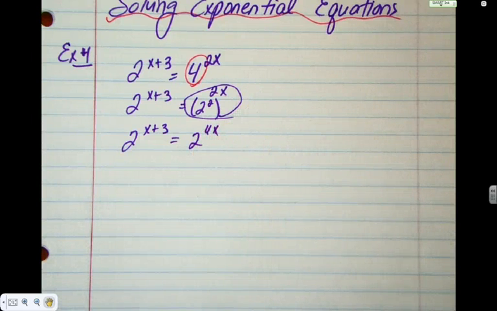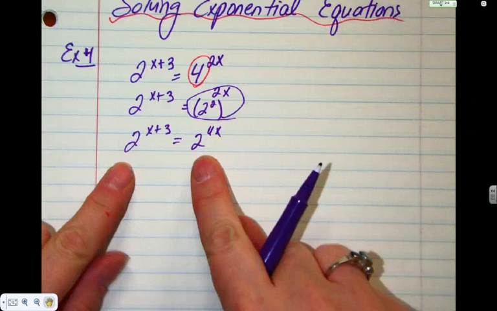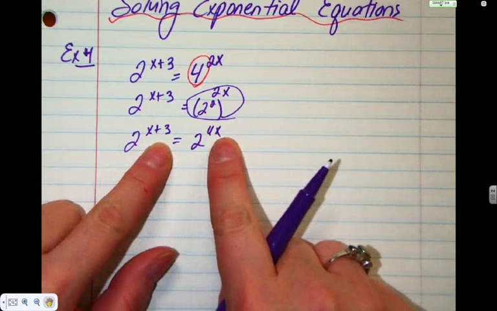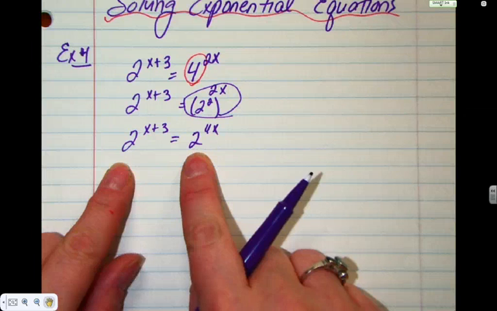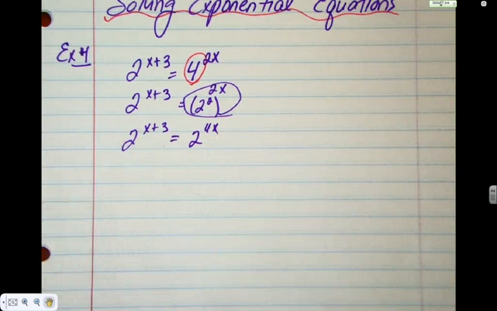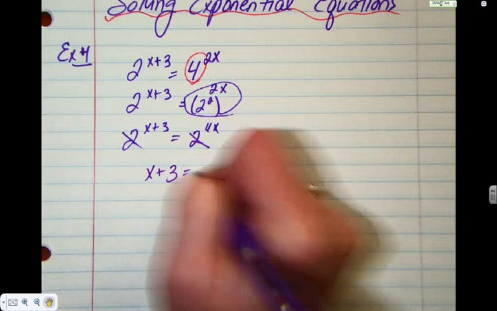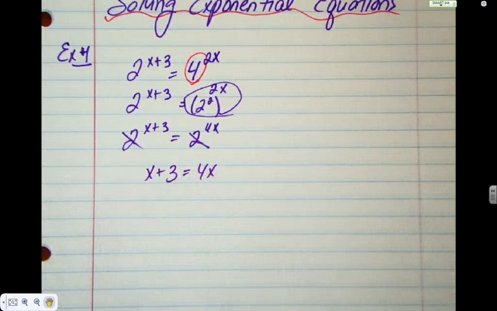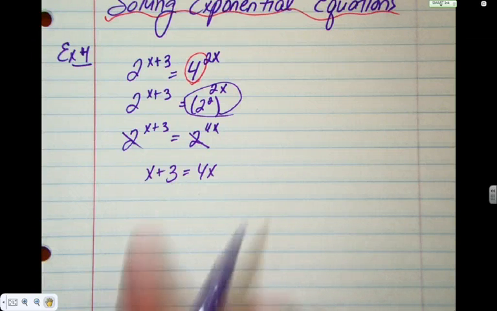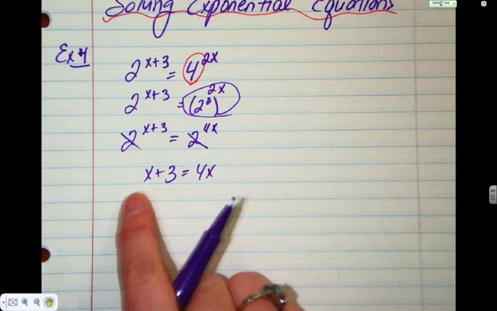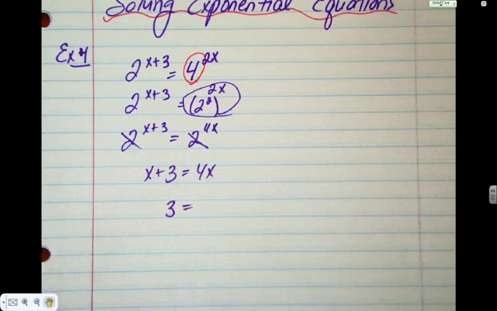Okay. Then there's a rule in math that says if you have two bases that are equal, the exponents have to be equal. So for example, 2 to the third has to equal 2 to the third. I can never say that 2 to the third equals 2 to the 5 or 2 to the 7. So if the bases are the same, I know the exponents are the same. So what I get to do is just cross out the bases. So I know whatever x plus 3 is, it has to be the same as 4x. How do I solve that? That's just a little linear equation. What am I going to do with the x's? Okay, probably I'm going to go to the right so I don't have to touch that 3.